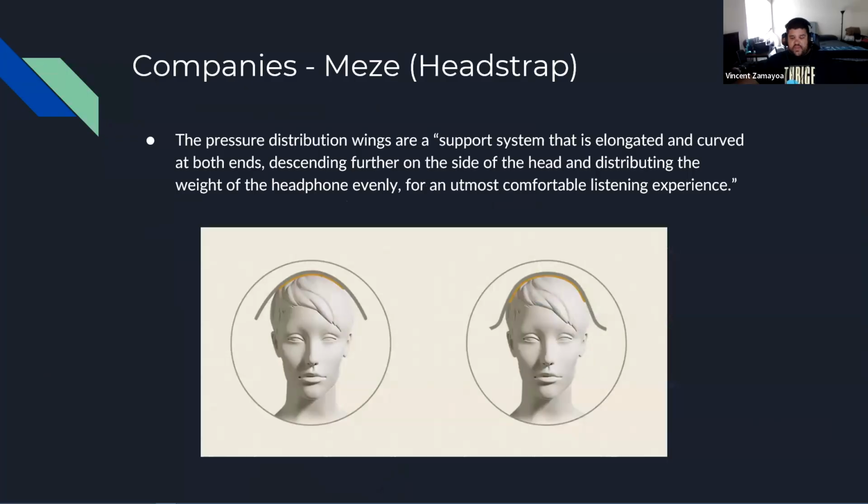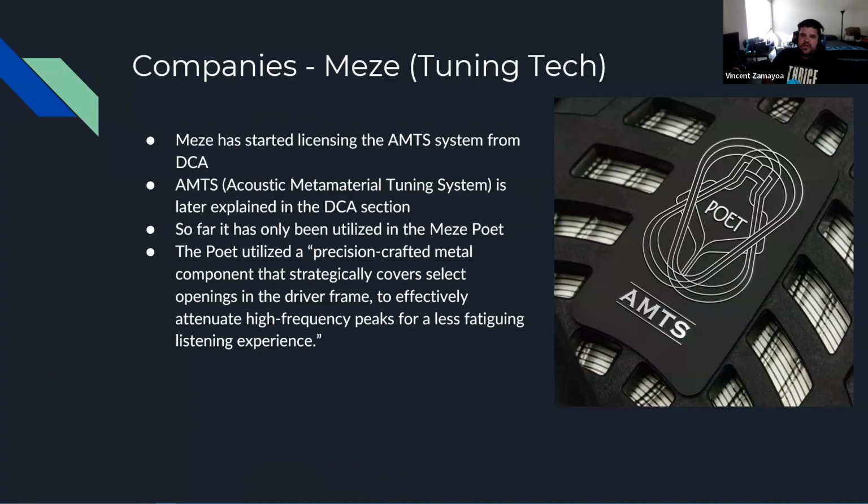Another cool thing is they're very, very comfortable. Their ergo on Meze is fantastic. They have very comfortable straps. And because they have this little wing support system, the pressure distribution is more equal across your head, and you don't really feel any hot spots. They're very comfortable. In the more recent offering, Meze has been licensing AMTS from Dan Clark Audio. I'll explain what AMTS is in a second, but it does allow them to start to filter and better look at analog EQ on their headphones.